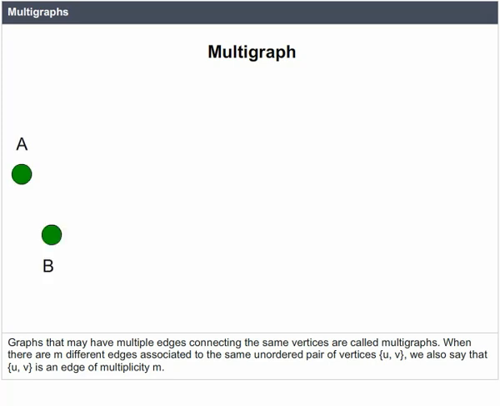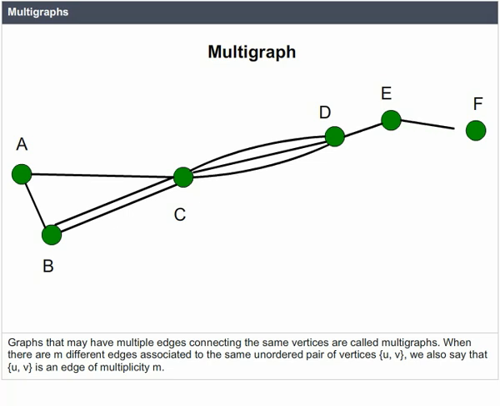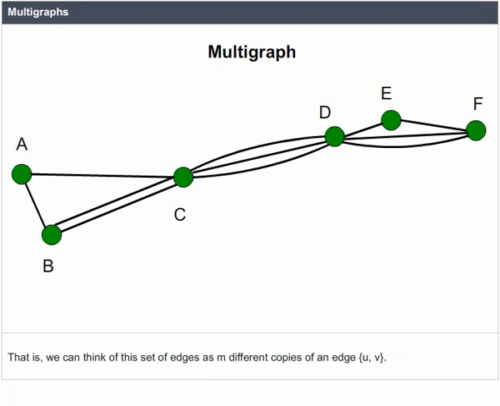Multigraphs. Graphs that may have multiple edges connecting the same vertices are called multigraphs. When there are m different edges associated to the same unordered pair of vertices u, v, we also say that (u, v) is an edge of multiplicity m. That is, we can think of this set of edges as m different copies of an edge (u, v).